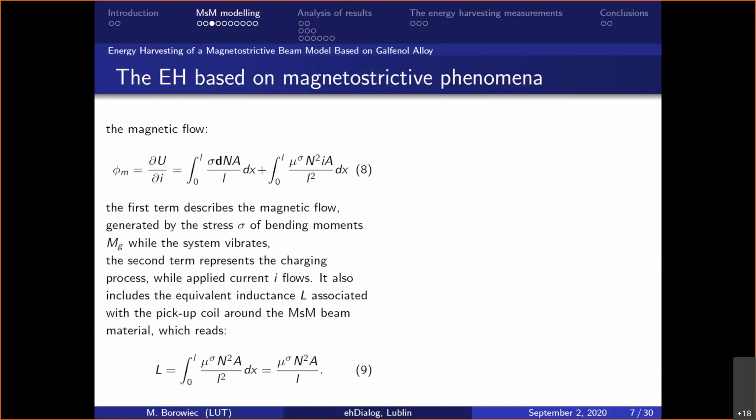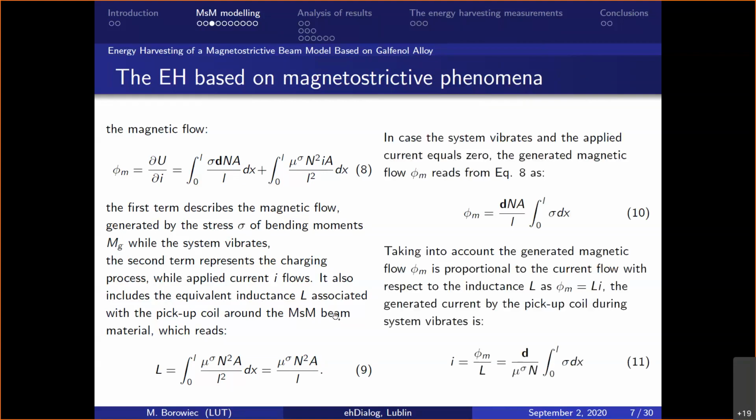Okay, so using the derivative of the strain energy U with respect to the electrical current I in the coil, one can get the magnetic flux, which is shown by equation 7. The first term describes the magnetic flux generated by the stress which acts on the beam. It comes from the bending moments while the system is vibrating. And the second term represents the charging process while the applied current I flows. It also includes the equivalent inductance associated with the pickup coil around the magnetostrictive material.